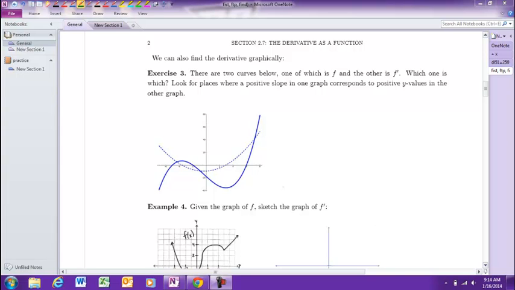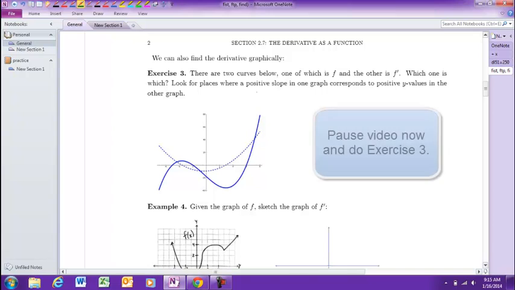We've got two graphs here. One's the dotted line, one's the solid line. I want you to see if you can figure out which one of those is the original function f and which one is its derivative f prime. I give you a hint here to look for places where there are positive slopes corresponding to positive y values in the other graph. So take a minute to try that out. If you're completely flabbergasted, then just unpause the video and see what I have to say. But for now, pause the video and try to do exercise 3.